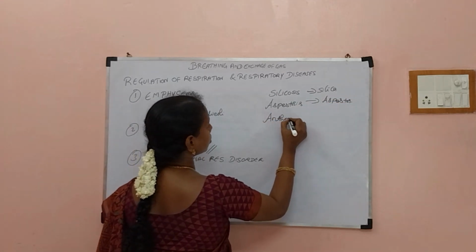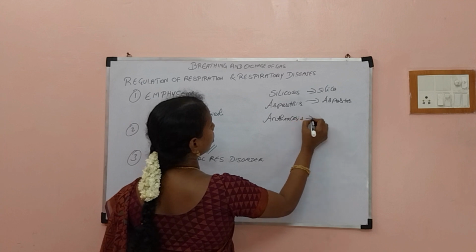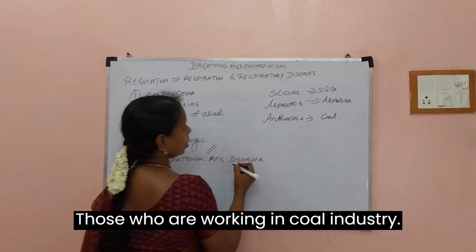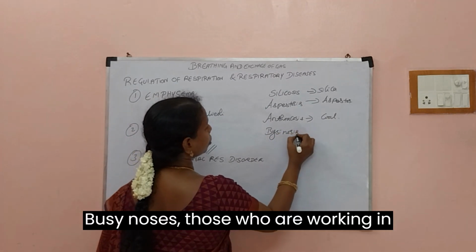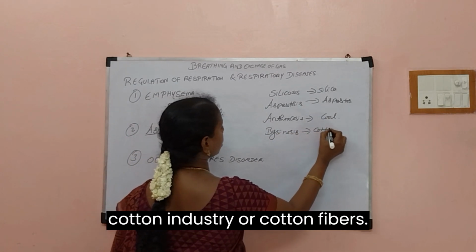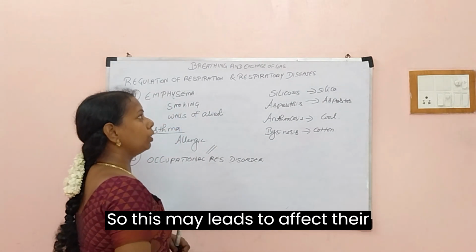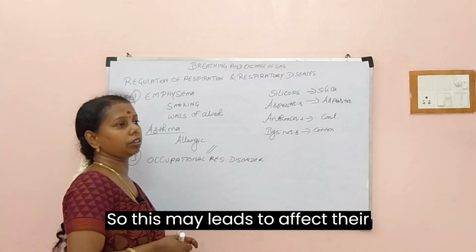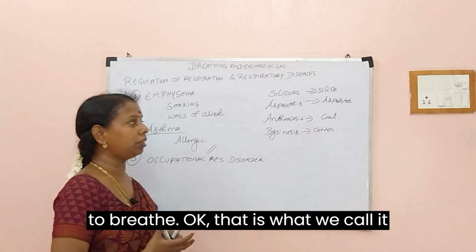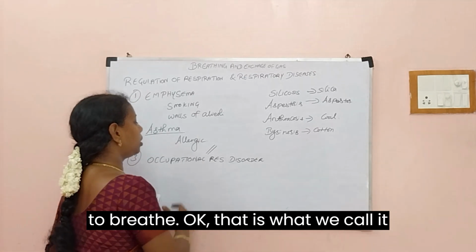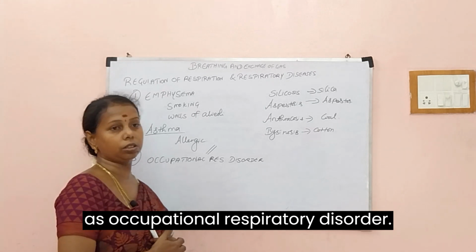Anthracosis, for those who are working in the coal industry. Byssinosis, for those who are working in the cotton industry or with cotton fibers. So this may affect their lungs and they may find it difficult to breathe. Okay, that is what we call occupational respiratory disorder, children.